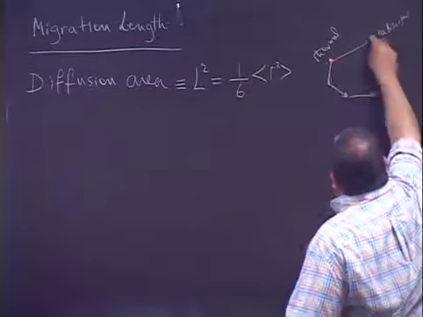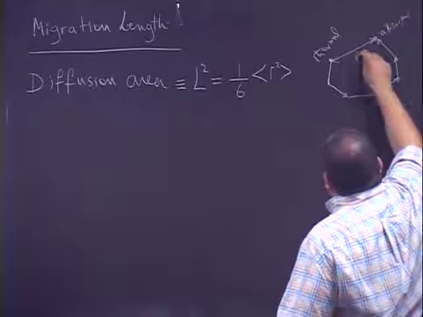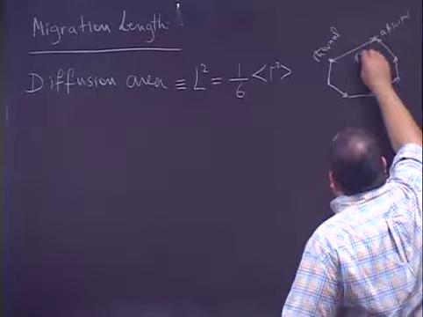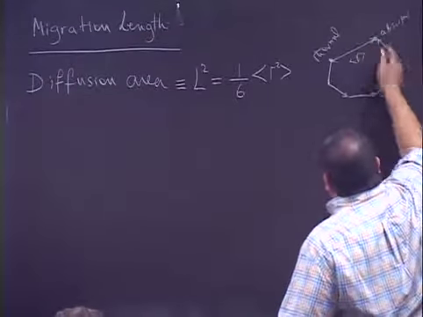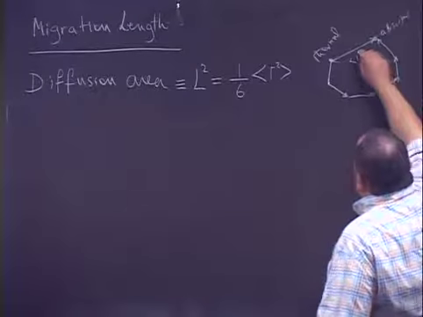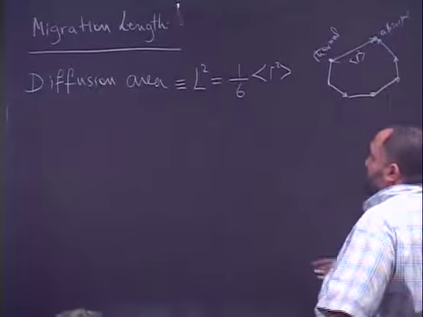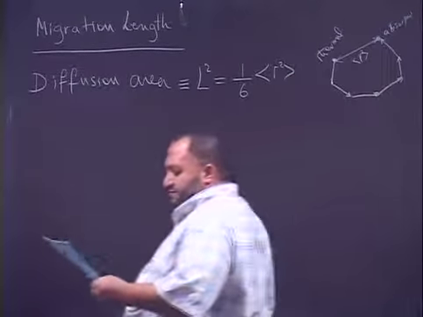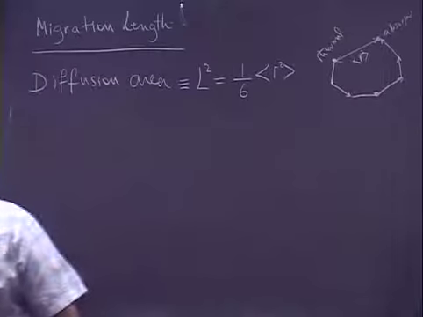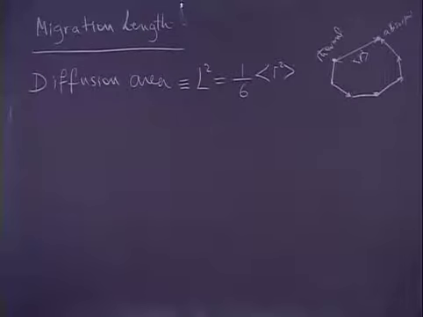So this is the crow flight distance, and the average of this, if you take the average squared, so 1/6 of this average of the square is just the diffusion area. So now this is defined for the thermal energy.